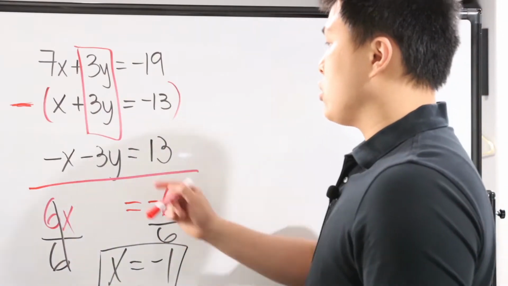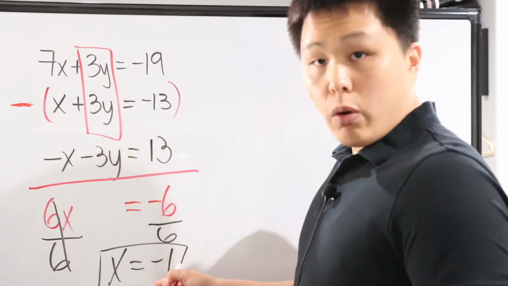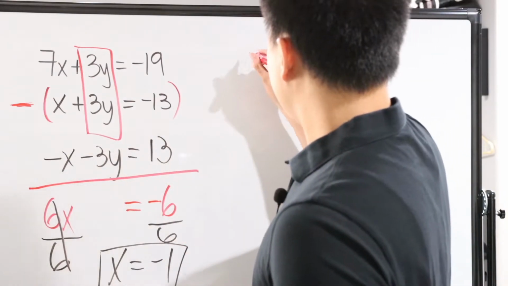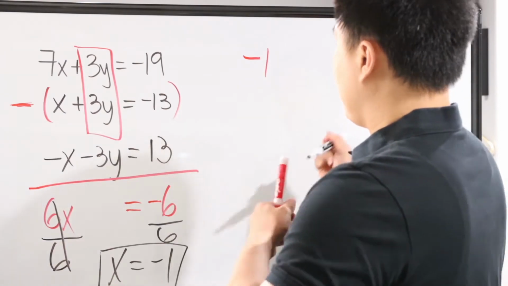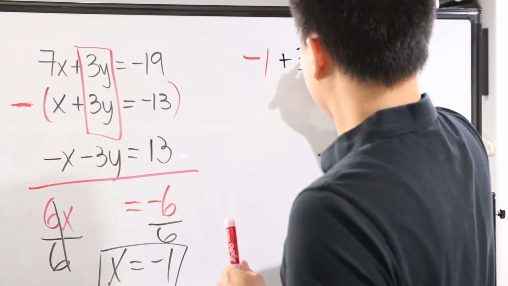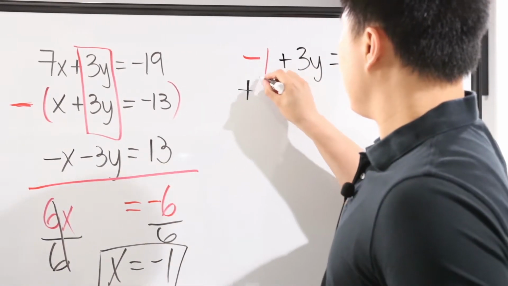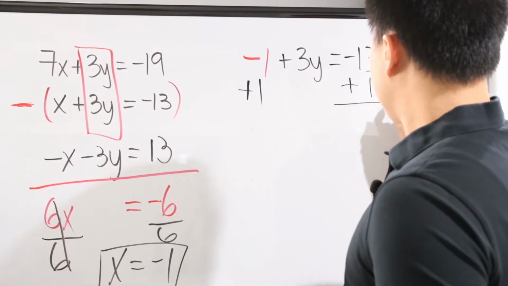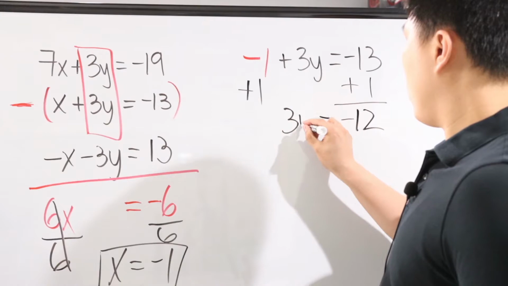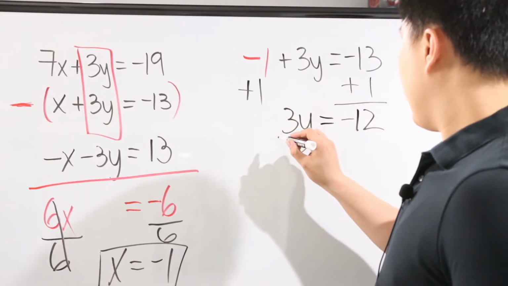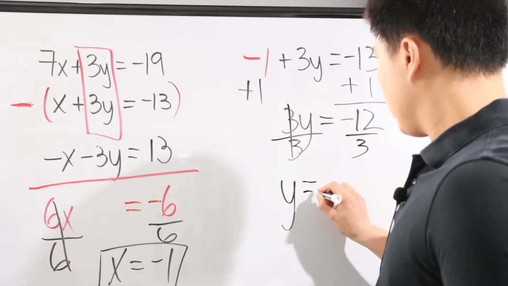The bottom one seems a lot easier. So x plus 3y equals negative 13. Now, we know x is negative 1. So instead of x, we're just going to put negative 1, and we're still going to have the plus 3y equals negative 13. Okay, well, we're just going to add 1 here, add 1 here. This becomes negative 12. And we have 3y right here. Now we're going to divide by 3. Divide by 3. Y equals negative 4.